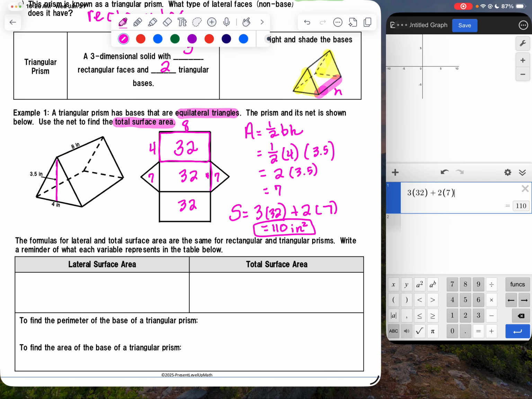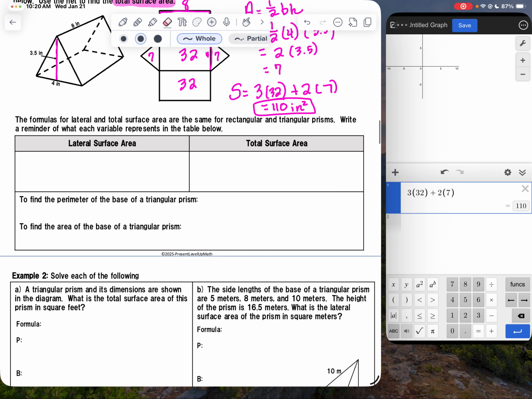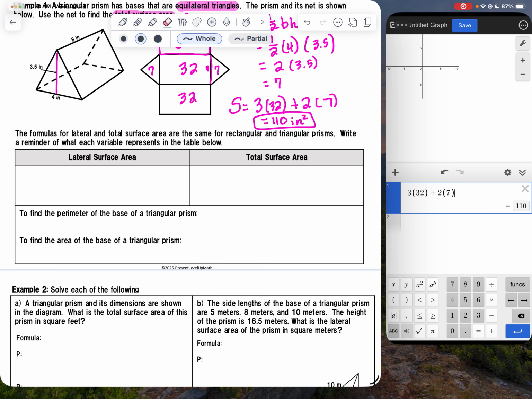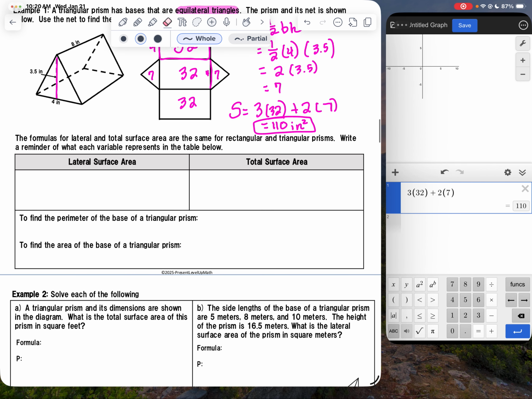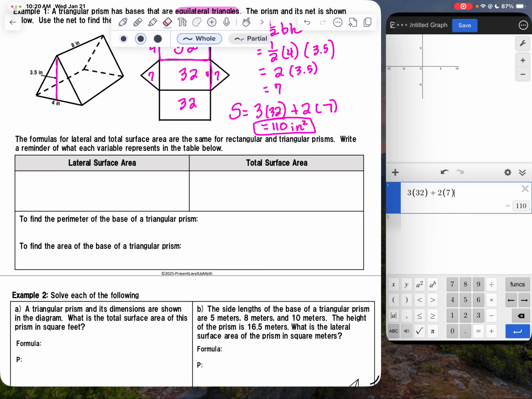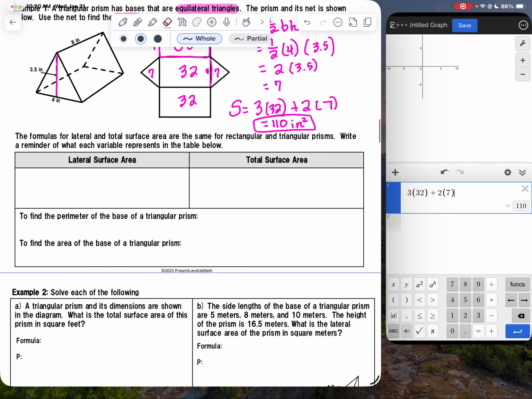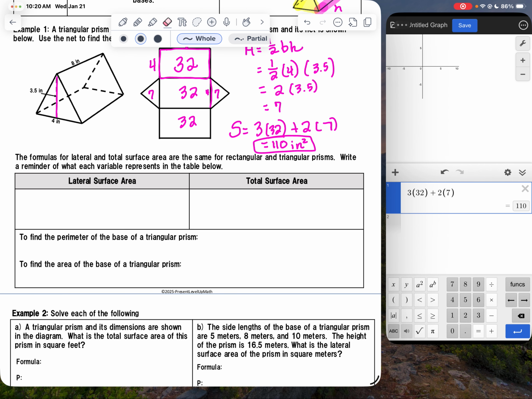Okay. Now, the formulas for lateral and total surface area are the same for rectangular and triangular prisms. Write a reminder of what each variable represents in the table below. So our lateral surface area is just the surface area of the sides only, not the bases. So lateral surface area would just be this portion of the prism. The formula is perimeter of the base times the height, or capital PH.